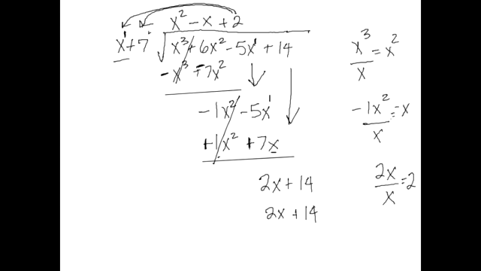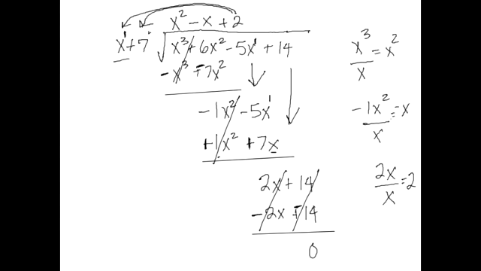Draw a line, change the signs. Okay, so this cancels out, and this cancels out, which is fantastic. That's exactly what we wanted. We wanted a remainder of 0.